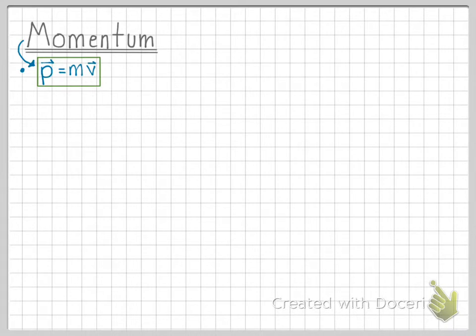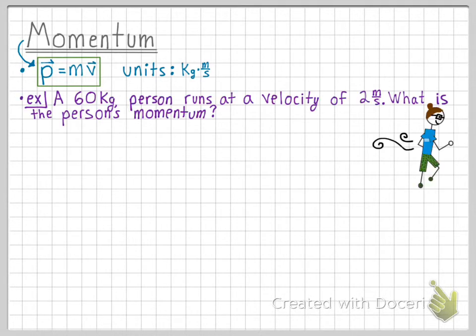The unit for momentum is a kilogram meters per second. The way to remember this is that the SI unit for mass is kilogram and the SI unit for velocity is meters per second. These units put together just makes kilogram meter per second. So let's do an example dealing with this idea of momentum.